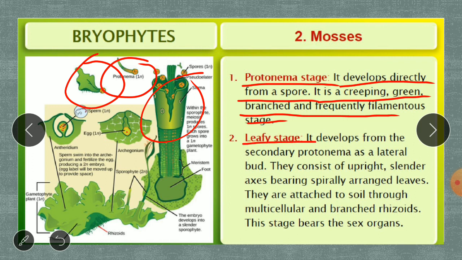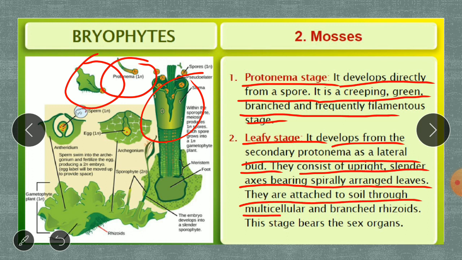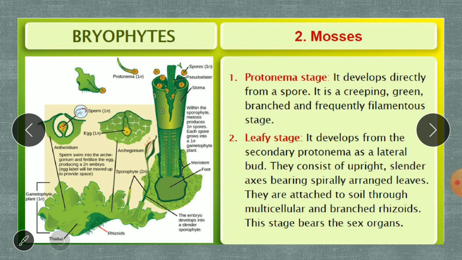Then coming to the leafy stage, it develops from the secondary protonema as a lateral bud. They consist of an upright, slender axis bearing spirally arranged leaves. They are attached to the soil through multicellular and branched rhizoids. This stage bears the sex organs. Here in this diagram, this is the leafy stage. It is developing from the secondary protonema only.